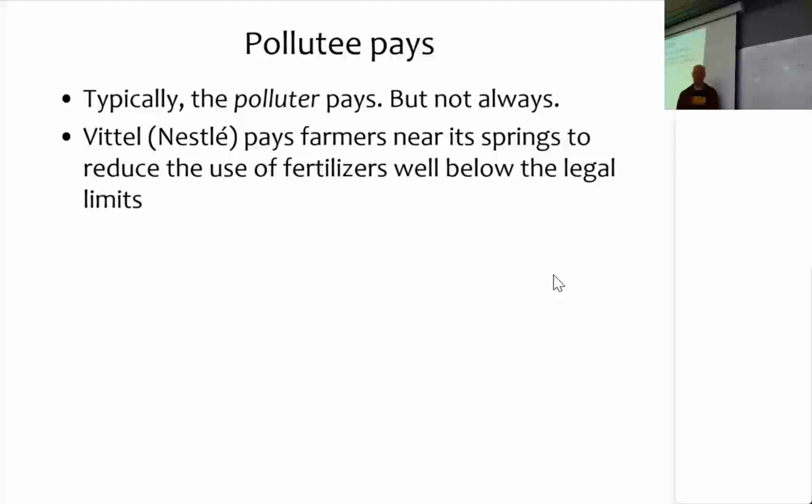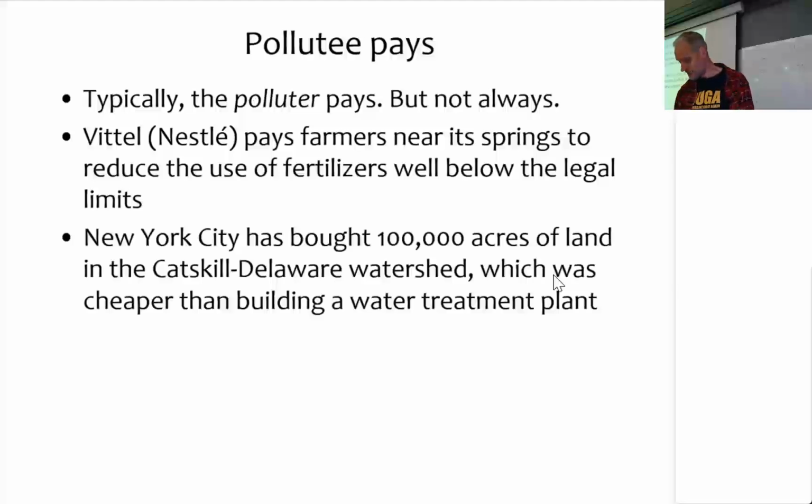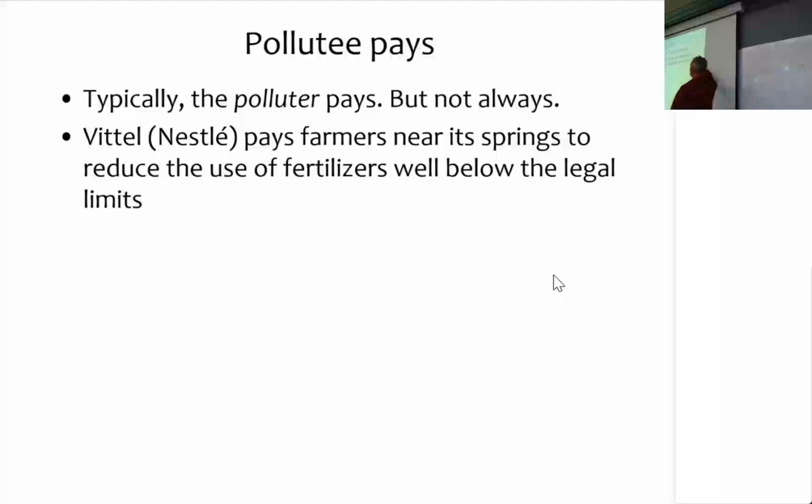So Vittel wondered, like, what shall we do? And essentially, after long negotiations, they paid farmers for two things. One is they helped them, with technical assistance as well as financial assistance, to use less fertilizers. And they also compensated them for the reduction in yields, right? And they figured out this is cheaper than finding a different spring to get our water or going out of business altogether, right? And this is how they did it.